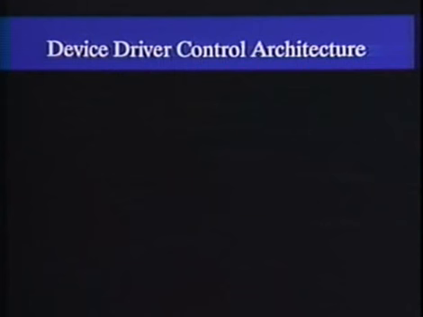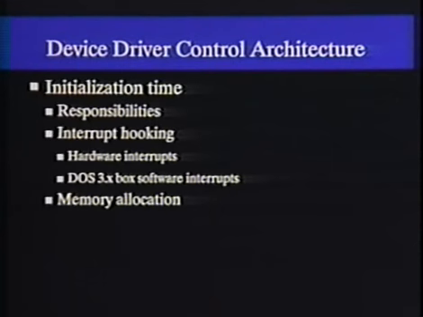Let's talk about the control architecture in device drivers. In initialization time, device drivers are called to attach itself to hardware, initialize that hardware, and to recognize that hardware exists. The device drivers, in the process of attaching to hardware, need to attach to various interrupt vectors. Under DOS 3, device drivers wrote directly into the interrupt vector table. Under OS 2, device drivers are not allowed to do that.